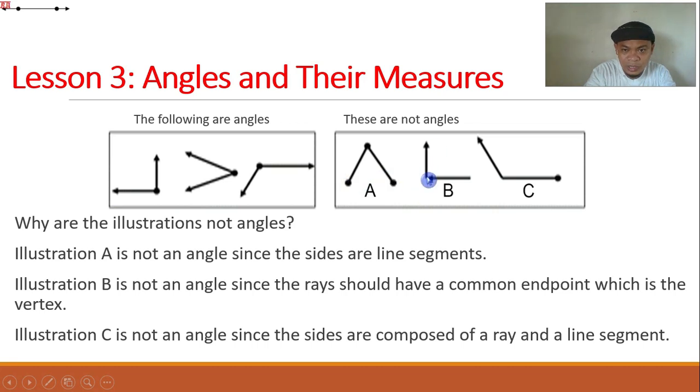This one is yung isang ray papunta doon, yung isa papunta dito. Wala pa siyang common endpoint, di ba? And this one is endpoint, tapos dito walang arrow, din papunta sa taas, arrow. So, this is not an angle.